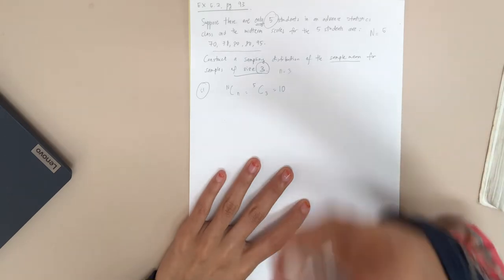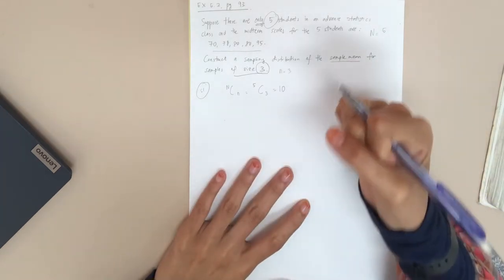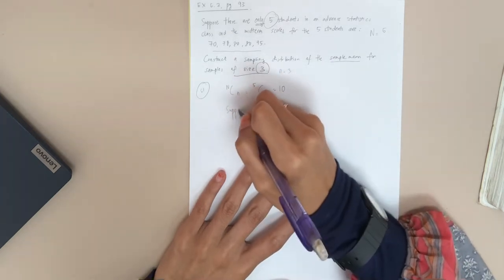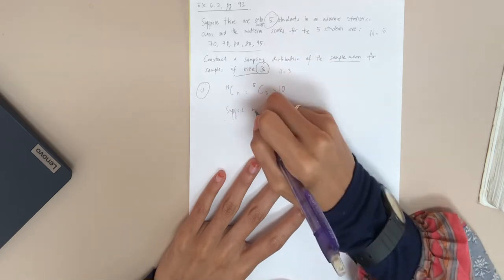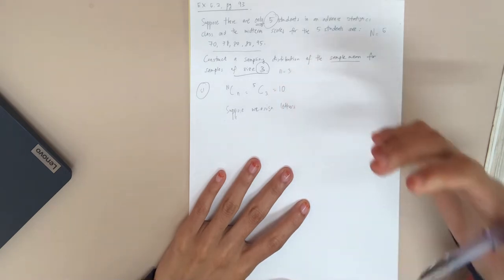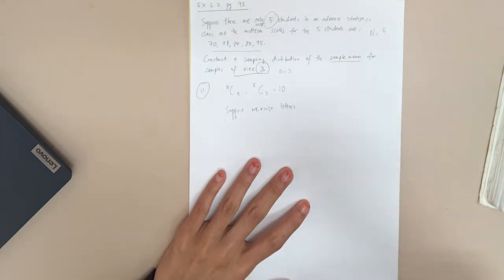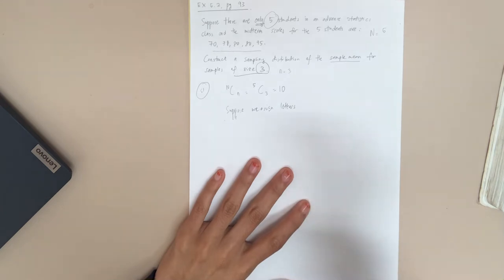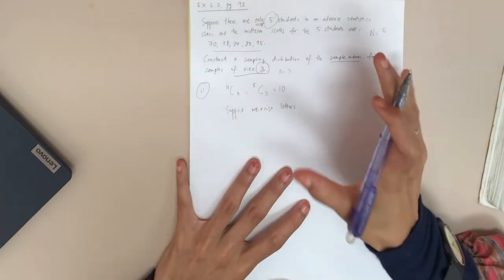So now we need to list down all the possible outcomes. But before that, suppose we assign letters. I will use letters to indicate the scores. You can write the scores directly, but I think it looks neater if you assign letters first. Otherwise it looks messy, with too many numbers.